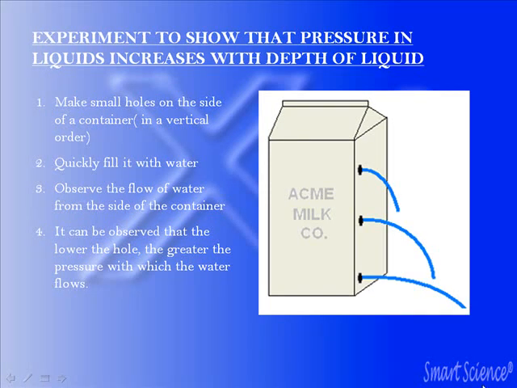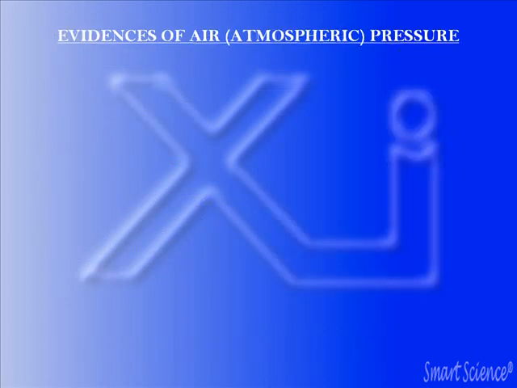Now let's find out some evidences of air or atmospheric pressure. Now the first evidence of air pressure or atmospheric pressure is an experiment called the crashing or the collapsing can experiment. And in this experiment, these are the steps that are followed to do the experiment and the observations made out of it.